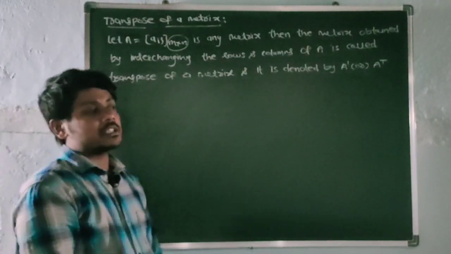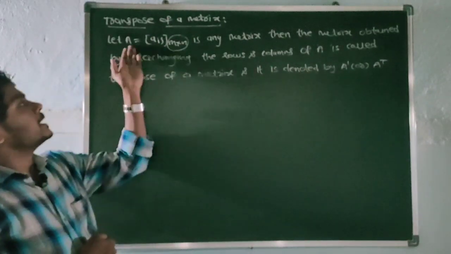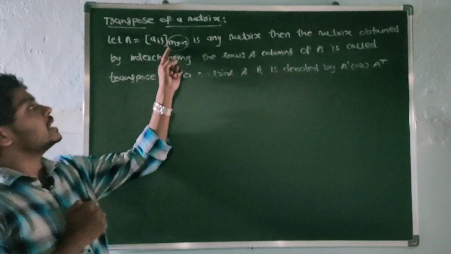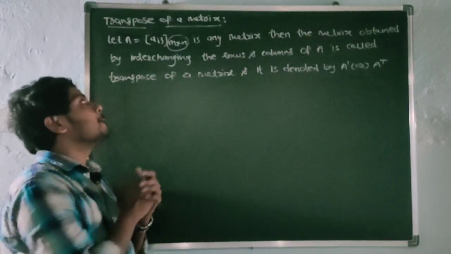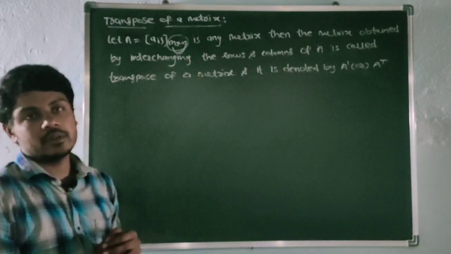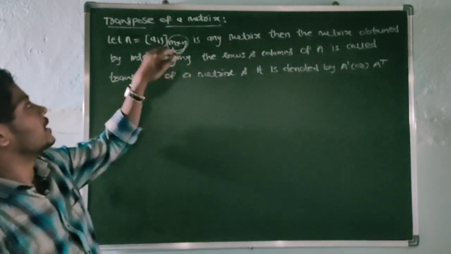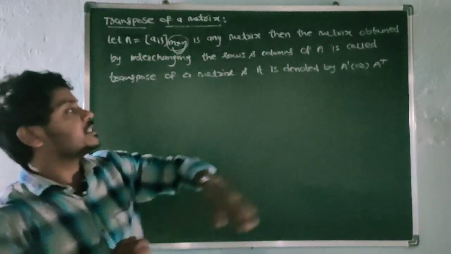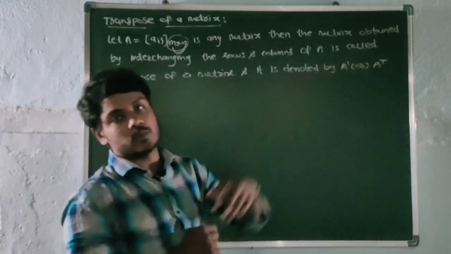See the next definition, transpose of a matrix. So let A be any matrix whose order is m by n. Then the new matrix obtained by interchanging the rows and columns of A matrix is called transpose of A, and it is denoted by A dash or A transpose.